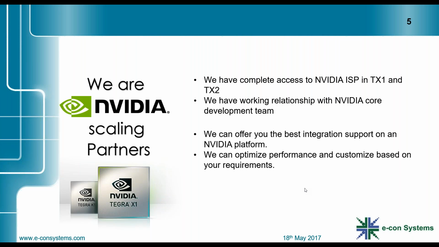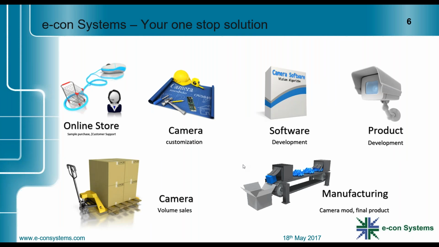Though we already have off-the-shelf cameras for Jetson, we are open for customization as well. Customization in the sense we can do hardware and software customization for your product. At Econ Systems, we used to call ourselves a one-stop solution. If you are looking for a solution with a camera and a processor in any embedded platform, we will be able to provide that.